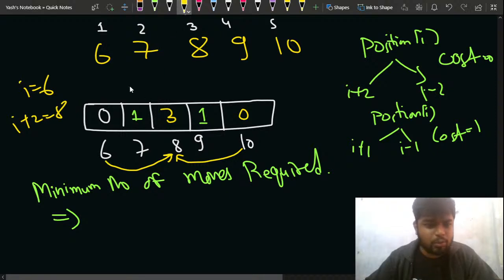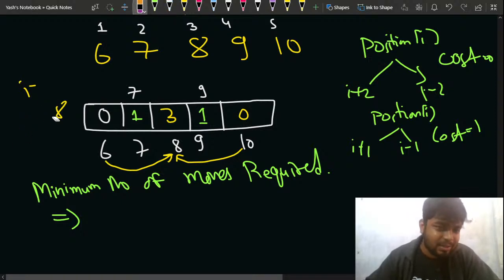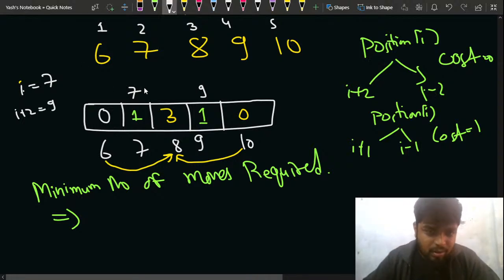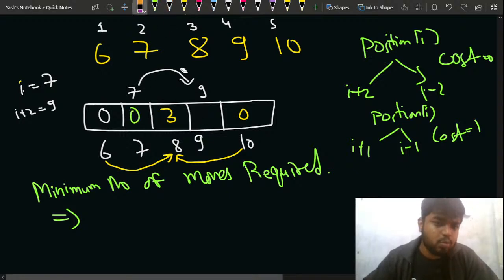Now let me do the index part. So this is index number 7, this is index number 9. Can I say that if my I is equal to 7, I can move to I plus 2, which is 9, without paying any cost? Because I can do this without paying any cost, this will now become 0 and this becomes 2. Can I say this?